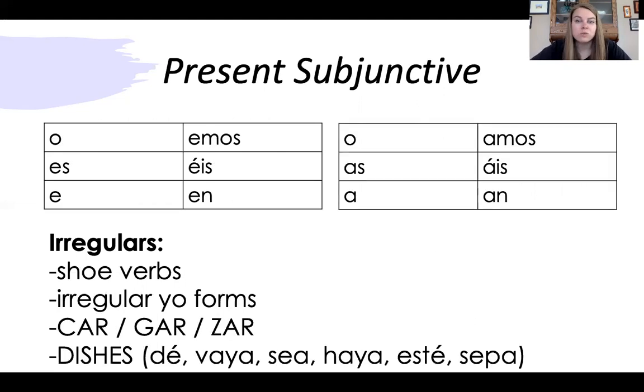Present subjunctive. This is what we've spent the majority of this semester on. So hopefully you don't need too much review with this. But these are our endings. If you notice, they're the same as the present tense. We've just switched them. So the AR are on the left and the ER and IR are on the right.